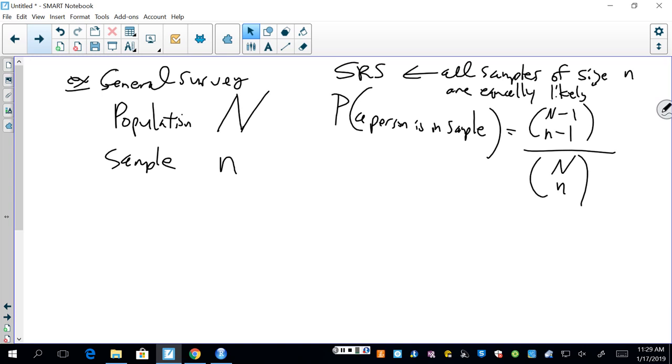And if you do a little algebra or write things out, it ends up being little n over big N, or the sample size over the population size. So the probability somebody's in the sample in a simple random sample is just the sampling fraction. You did that example with the 1,003, and it worked out that way. But it works out in general.